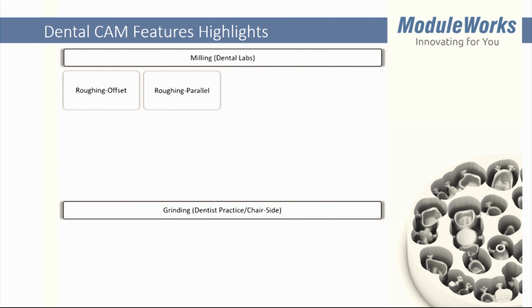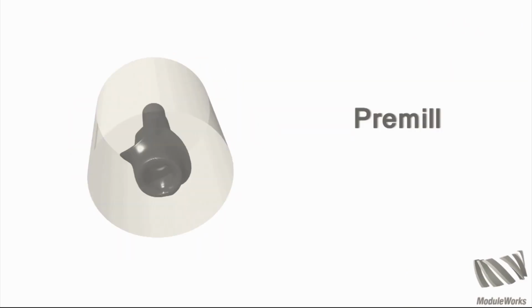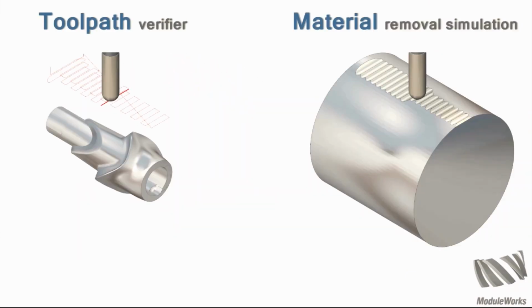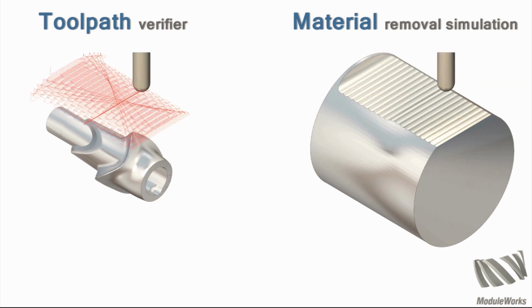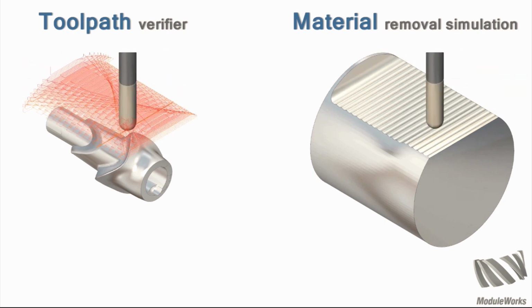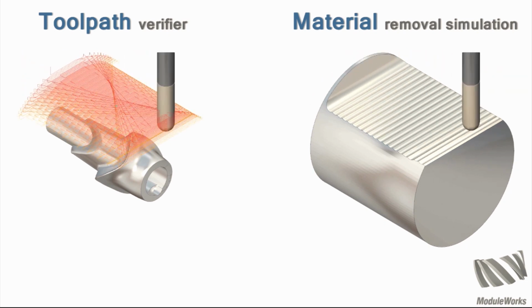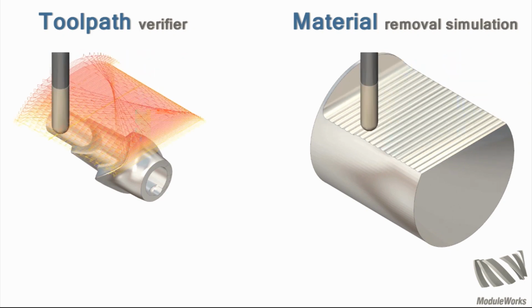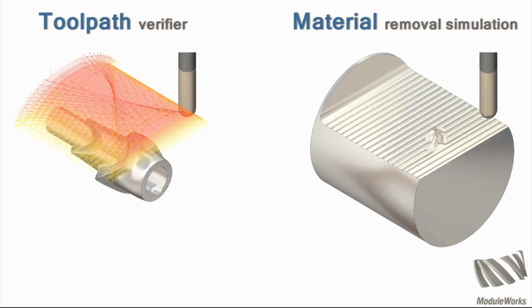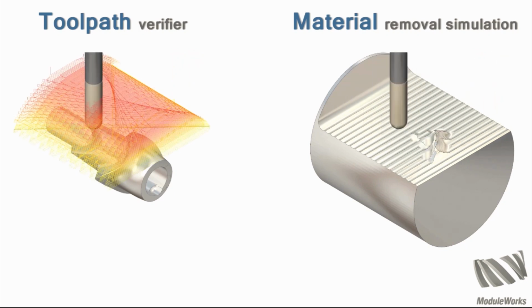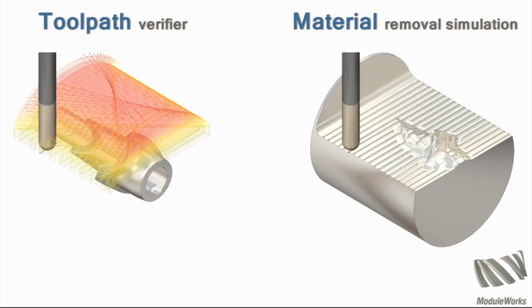There is another type of roughing, that is parallel roughing. What it does is generate cuts along the X or Y axis. Eventually, it forms a kind of rectangular pattern on different slices. And we use this technique to rough pre-mill blanks.